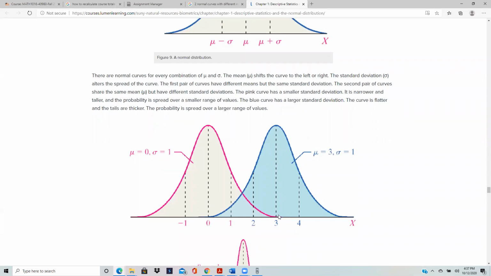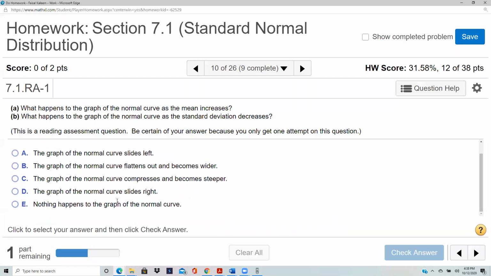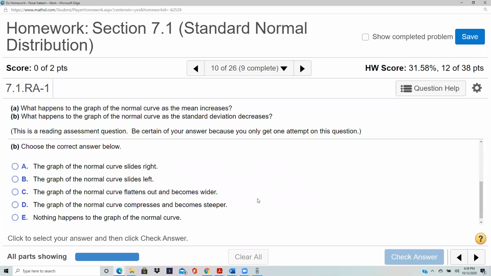And therefore, the blue curve has to be on the right in order to keep the mean in the middle. So this will always happen: if the mean is increasing for a normal curve, then the curve is sliding to the right. Okay, so let's go back. The problem was what happens to the graph of the normal curve as the mean increases. So we figured out that the graph slides to the right. And then they ask what happens as the standard deviation decreases.